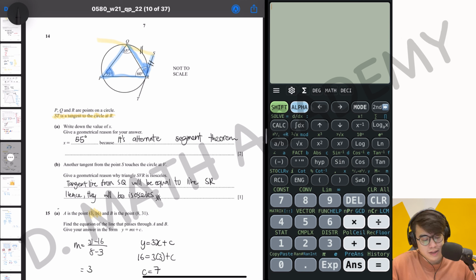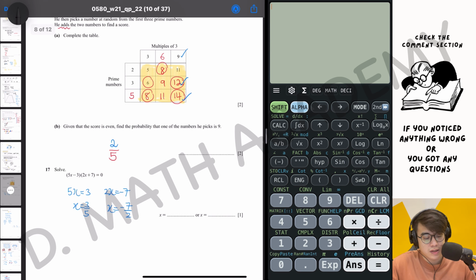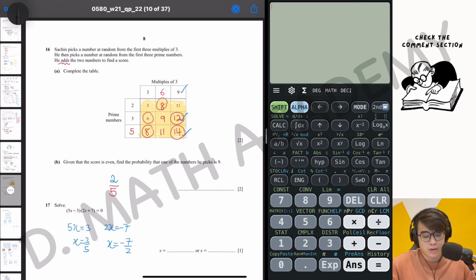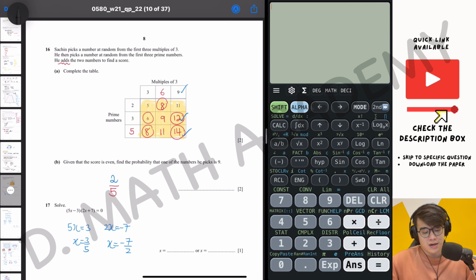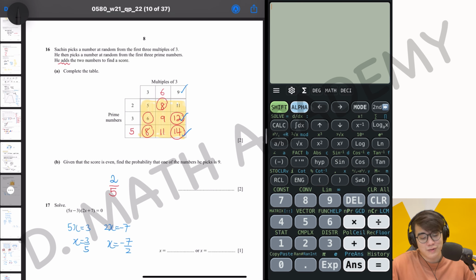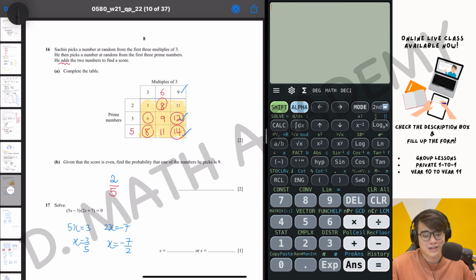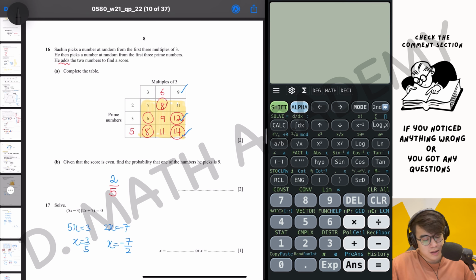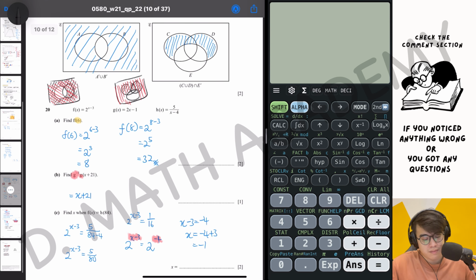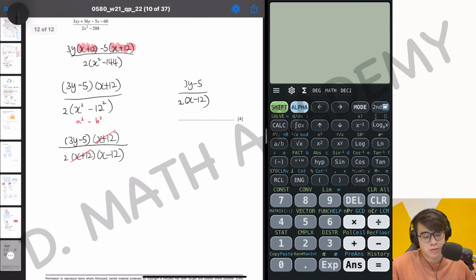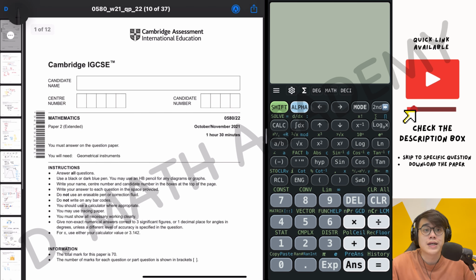Other than this will be this 16b as well. 16b is by far the weirdest way they phrase the question. You have to read it a while, like what I did just now, then only I'm able to identify what they were asking. The rest is pretty much the same. So that's pretty much it for this particular paper.